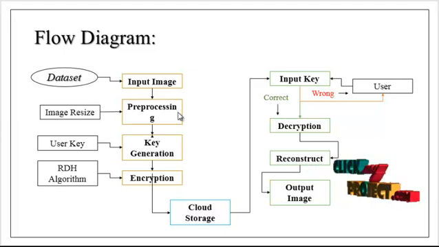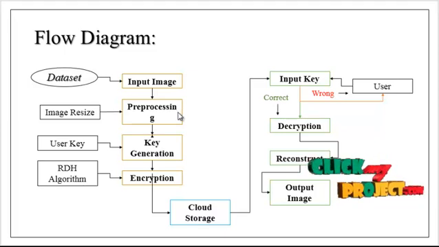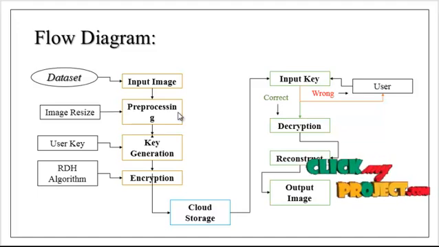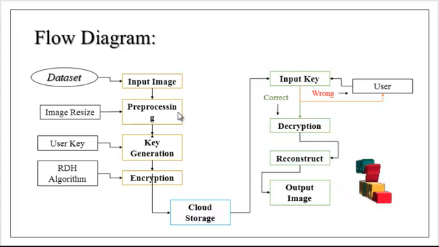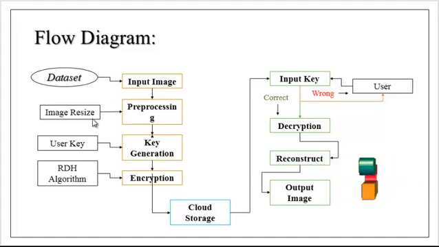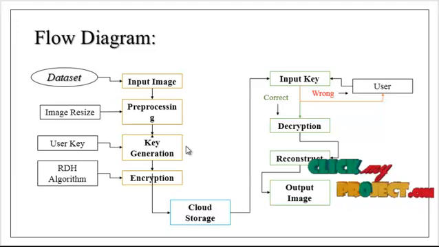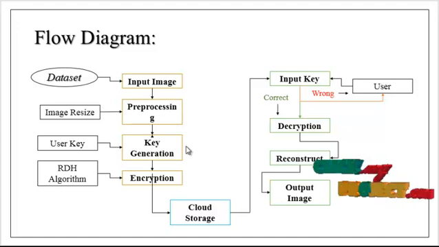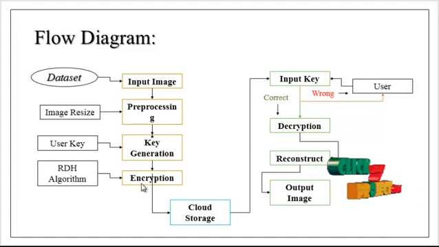Then the second stage of the project is pre-processing. In this pre-processing, we have to maintain the optimum size of the image, that means 256 by 256, with the number of rows being 256 and the number of columns being 256. So here the image is resized to a fixed aspect ratio. Then key generation is used to generate the key. Once again, the user also has to give the encryption key to secure the data. After that, the encryption is done by the RDH algorithm to secure the data. Once the encryption is done, the corresponding file will be stored in the cloud storage. Here we are using the Readme as a cloud storage.